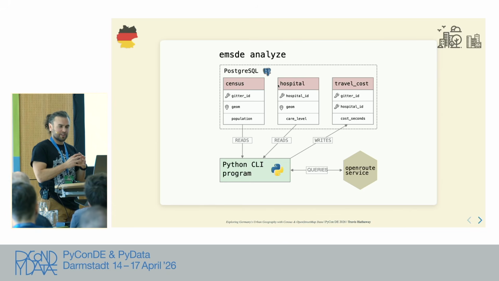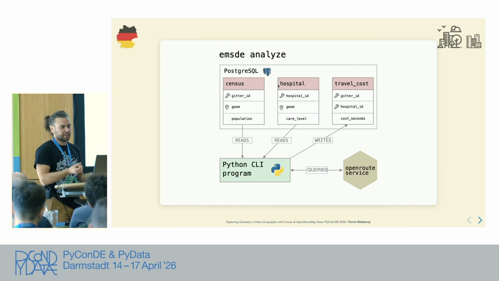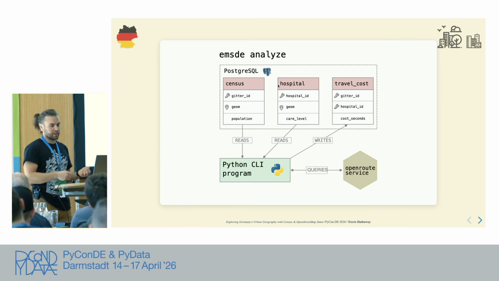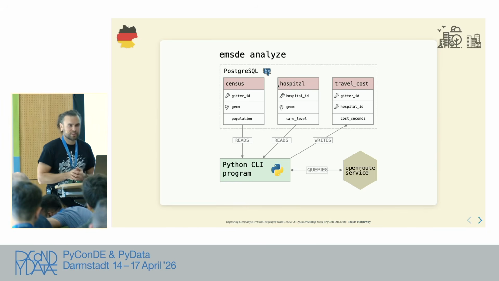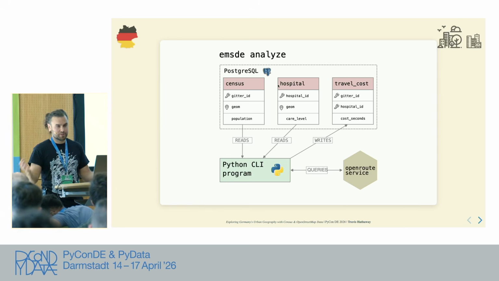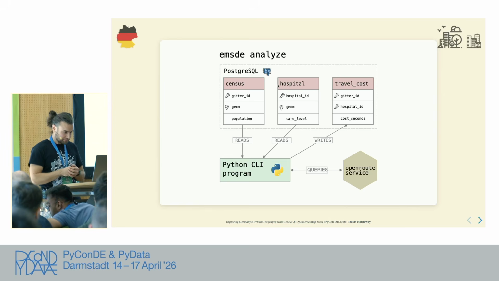So what we do initially is we run a Postgres or a PostGIS query to do a nearest neighbor search for the census and the hospital points. And then we take those point combinations, we query Open Route Service, and then we write that to a travel cost table that has the cost in seconds. And so from the travel cost table, we use that to generate all of our reports.